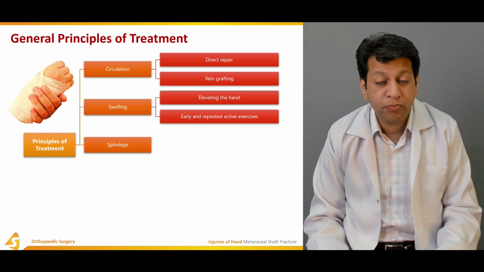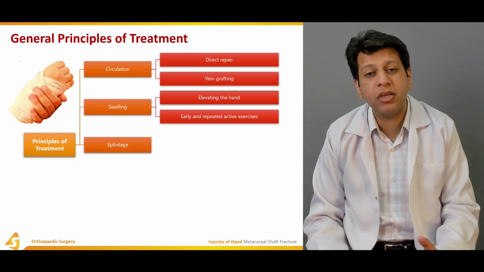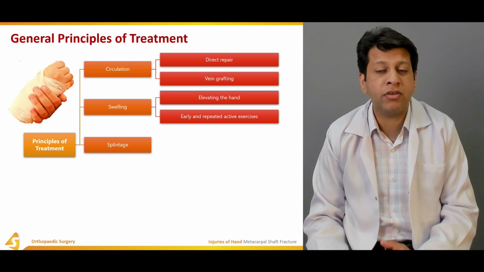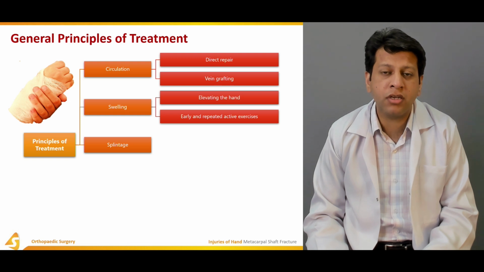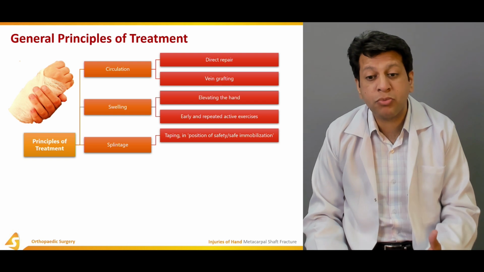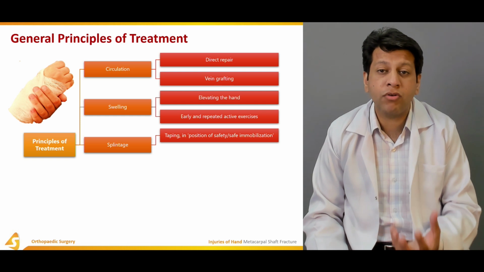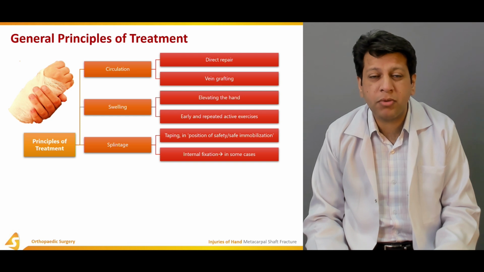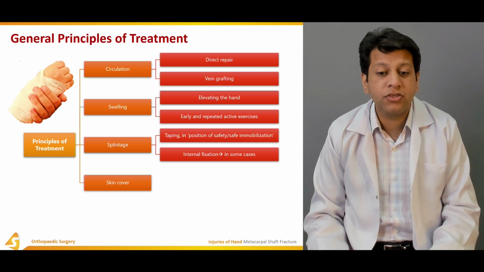Third is the splintage. Now in the hand, surgery is usually less commonly done, although we can do plating and screw fixations to metacarpals and different phalangeal fractures. But for most of the fractures, they're usually treated conservatively, and that is by a form of splintage. So it's important to know the position of safety and the safe immobilization, so that we can later on give a good functional recovery to the patient. Internal fixation in some cases is required, but if that is done, it has to be done under meticulous aseptic conditions.